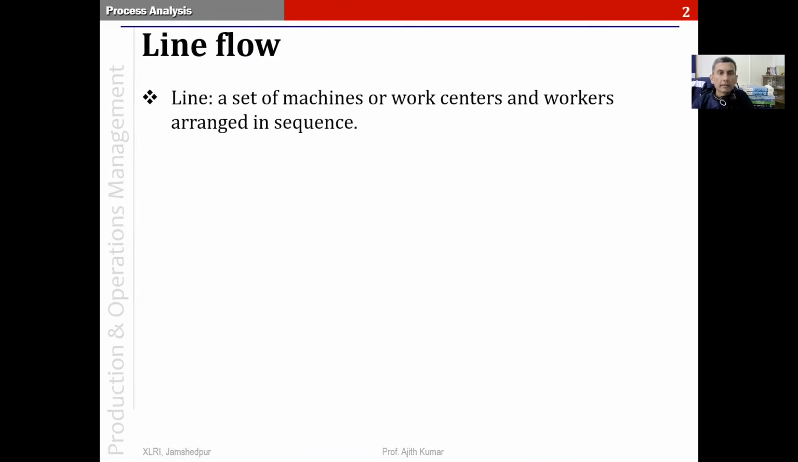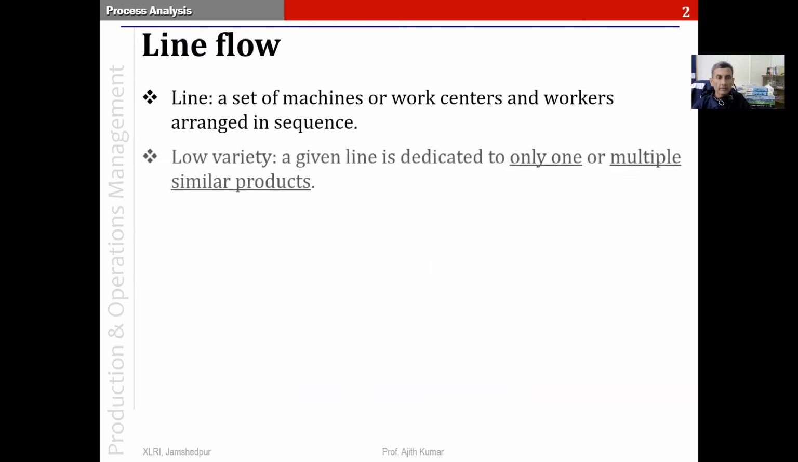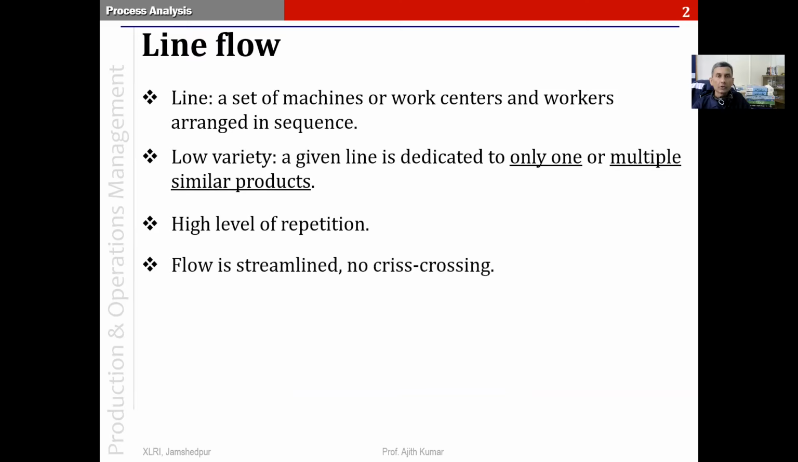A line is a set of machines or work centers and workers arranged in sequence. There is a low variety of products on a line. A given line is dedicated to only one or multiple similar products. There is a high level of repetition in the work. The flow is streamlined. There is no or very little crisscrossing.